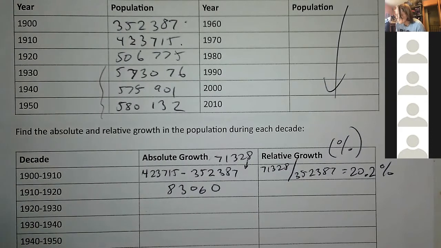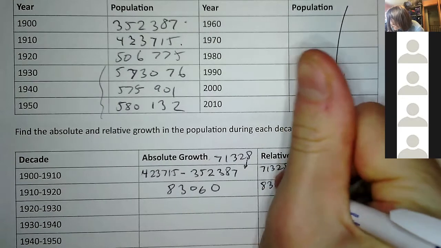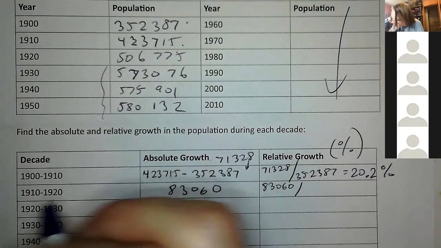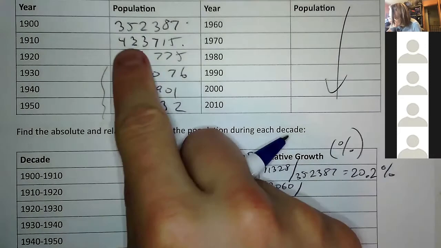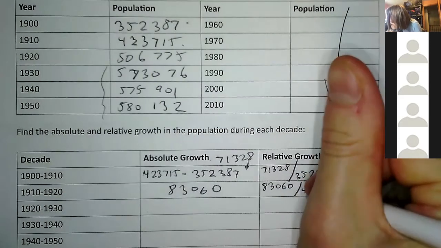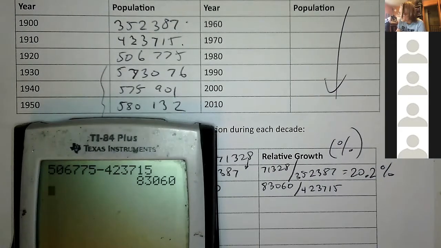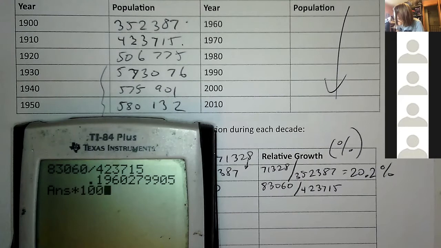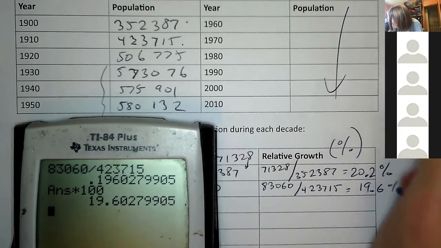Now for the relative, I take the absolute growth in that decade, so 83,060, and divide it by the population in 1910. So you're always going to divide it by the population at the beginning of that decade. The population in 1910 was 423,715. I'll get it as a percent, but if you don't want to, you can leave it as a decimal. 83,060 divided by 423,715, and then times 100. So this is 19.6% growth.